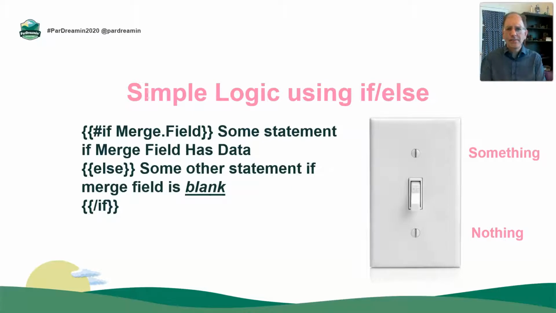So this is a very simple form of logic. It's basically if-else. It's basically if the merge field has data in it, then it displays some statement. Else, if it doesn't, show something else. And that's why I said it's super important to not use placeholder data if you want to use a Handlebar merge. You want that data to either be populated or not populated, because this logic is based on, is there something in that field or is there not something in that field? It's very binary. It's there's something or there's nothing.